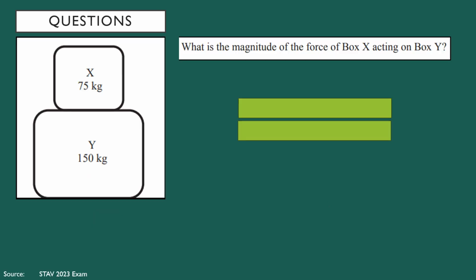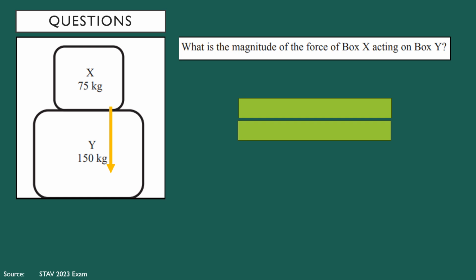Time for a couple of questions. I recommend pausing and having a go at each question before I go through it. Okay, so this one asks us to find the force on box Y by box X, or of box X acting on box Y. So first we should always draw what forces we're looking at. So this arrow here, that's box X acting on box Y. That should always be your first step.